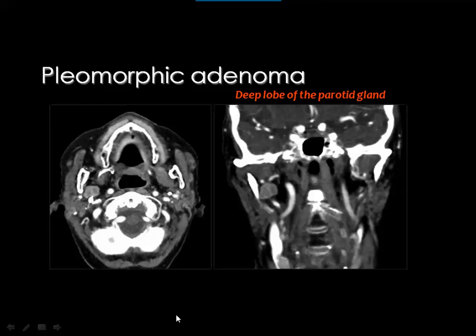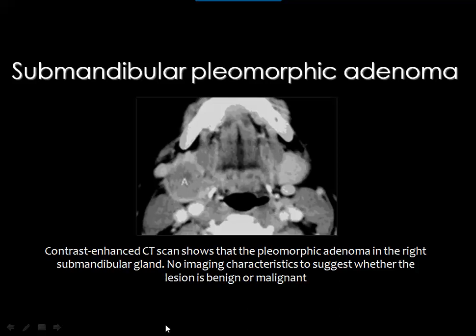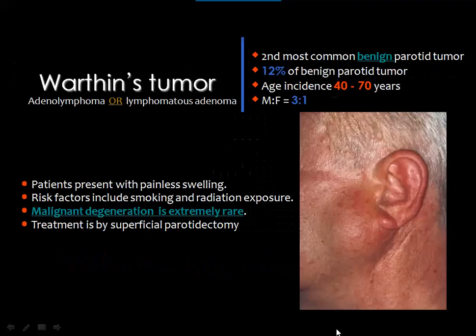This is the adenoma. And pleomorphic adenoma can also occur in the submandibular gland, but is more common in the parotid gland. And this is an example of an adenoma in the right submandibular salivary gland. This is the left submandibular salivary gland, which is normal.